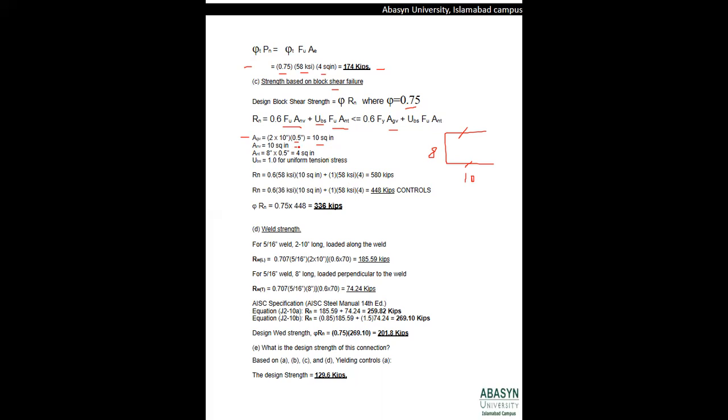However, in the case of bolted connections, this net area will be lesser than the gross area because we have subtracted the area of the bolt holes from the total area of the member. So Ant is the net transverse area, and it is basically the 8 inches multiplied by the thickness of the plate, that is 0.5 inches. So it comes out to be 4 square inches.